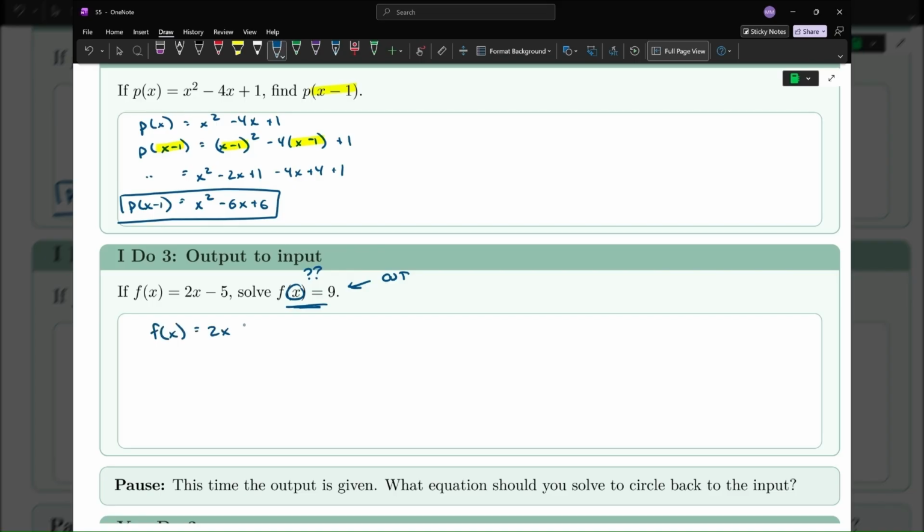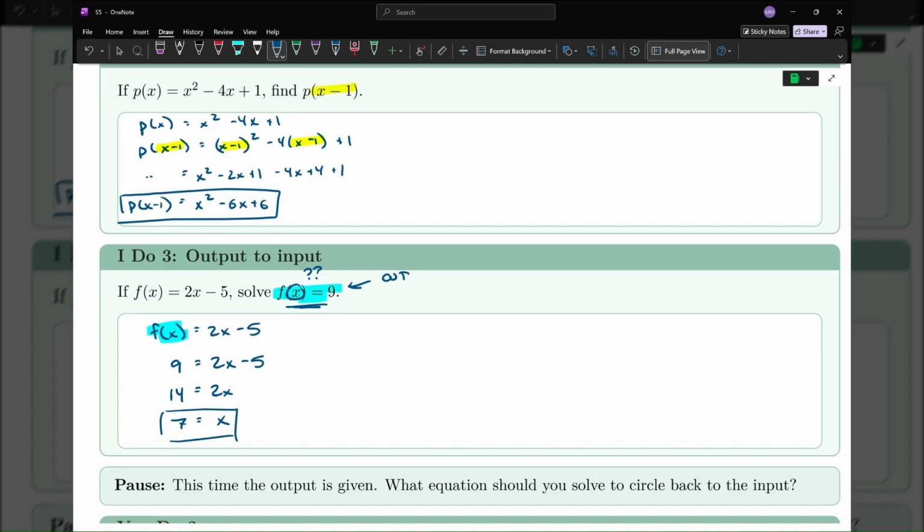So if we know the output is 9, just kind of follow the structure, right? So this is telling me, let's change colors, this is telling me f of x is 9. So if f of x equals 2x minus 5, f of x is 9. So just pop the 9 in for f. So 9 equals 2x minus 5. So this is again saying, hey, what x would have given me an output of 9? So if I isolate x here, I'm going to add 5 to both sides. 2x equals 14. Divide by 2, x equals 7. So that is our answer.